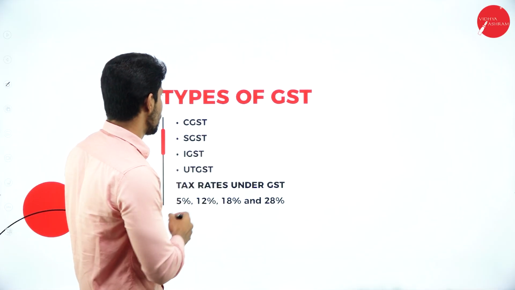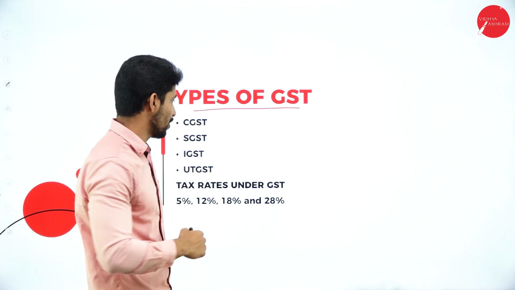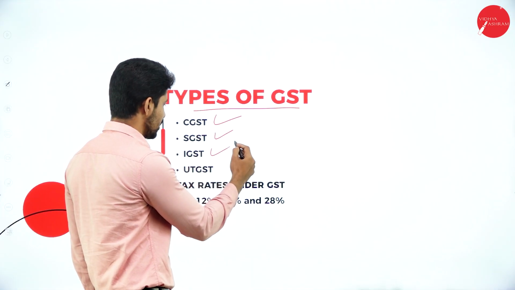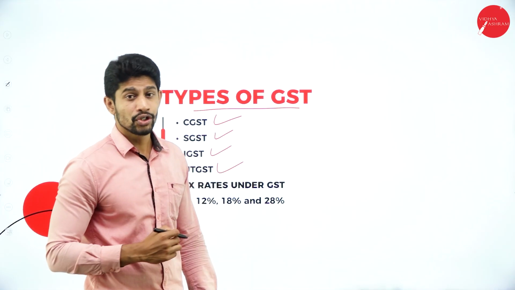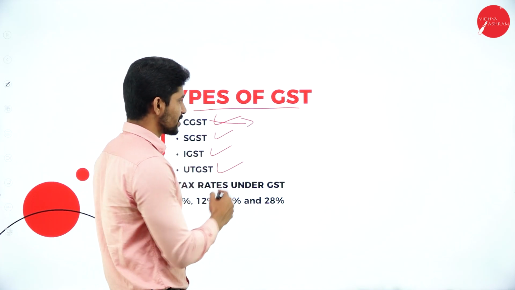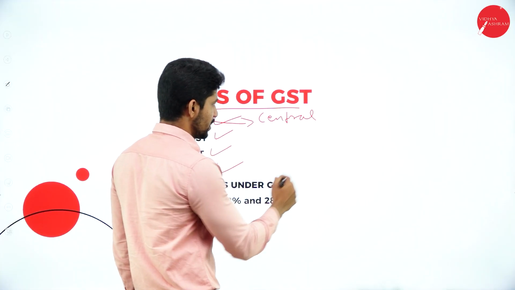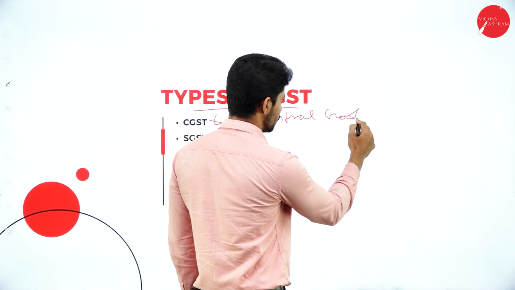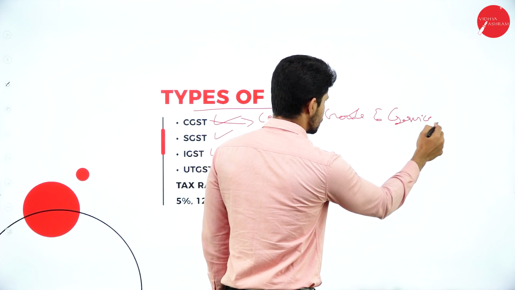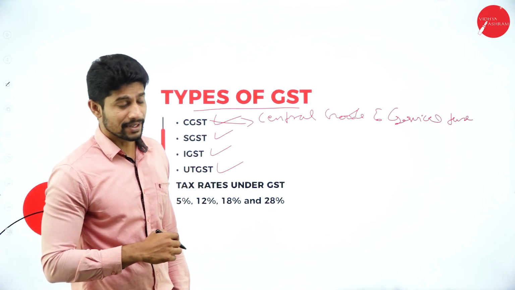And moving on, the types of GST. What types of GST do we have? Mainly we have four types, that is CGST, SGST, IGST and UTGST. So what is this CGST? CGST is nothing but Central Goods and Services Tax.